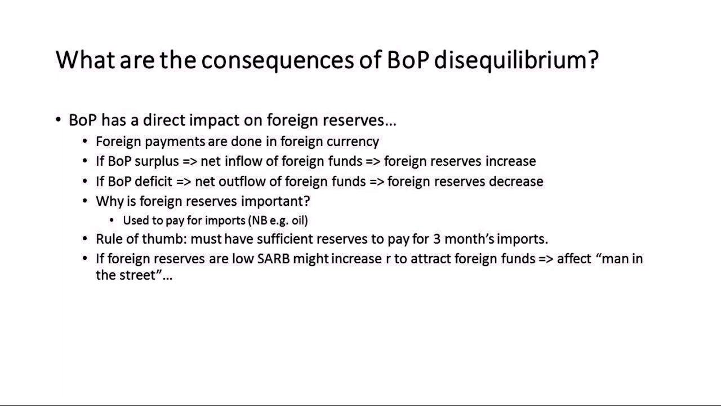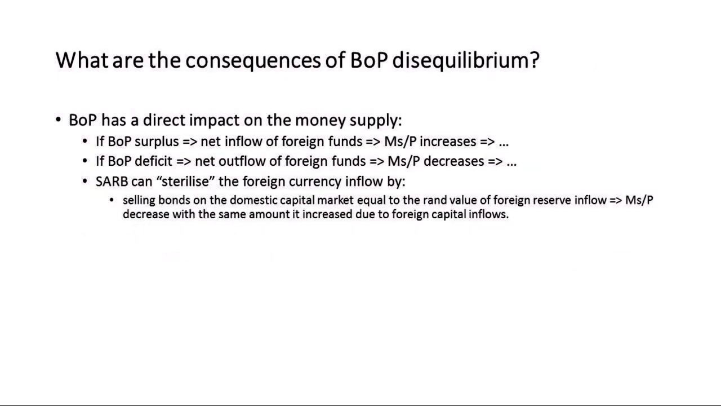Now, the Reserve Bank can increase foreign reserves by attracting foreign capital by increasing the interest rate. But of course, this has an impact on the man in the street. All of us then pay more for our debt, and it also has an impact on investment, which has an impact on the economy. So the bank can't just increase the interest rate to attract more funds. They need to consider the wider implications of that as well.